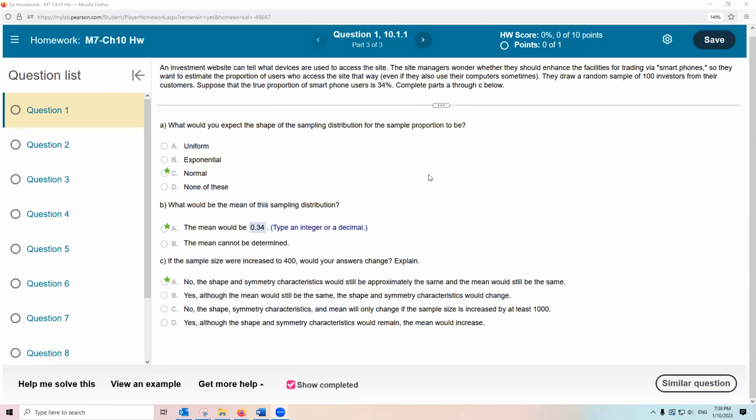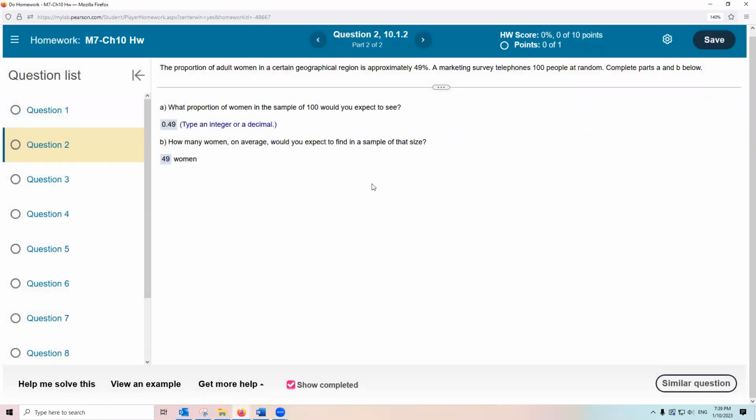All right, let's do another example here. So this one says the proportion of adult women in a certain geographic region is 49%. What if you conduct a survey where you call up 100 people at random? What proportion of women would you expect to see in the sample of 100? Well, if the population proportion is 0.49, and I take a sample of 100 people, I would expect the sample proportion to be the same, 0.49.